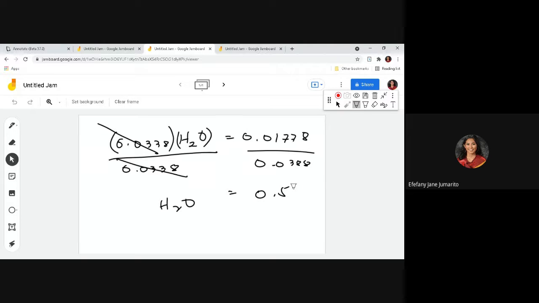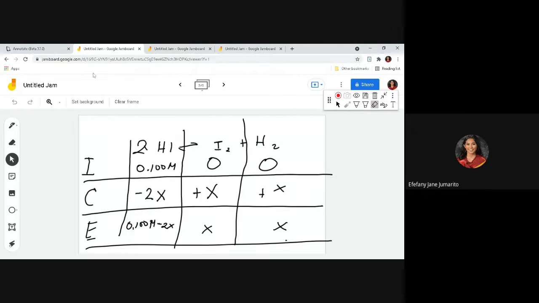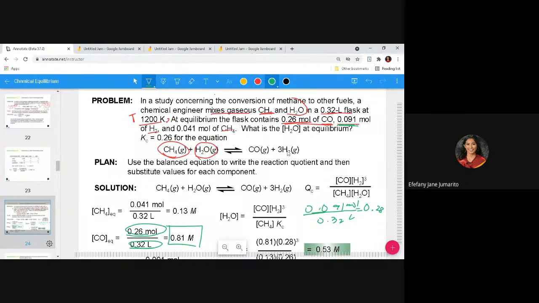Okay, so this is the time that you will estimate 0.50. Okay, so that's it. That is the value of our H2O.